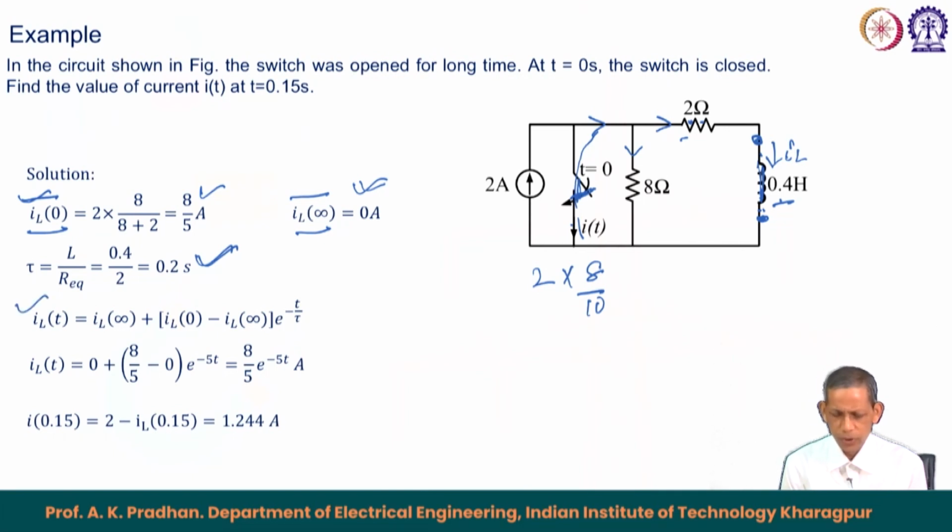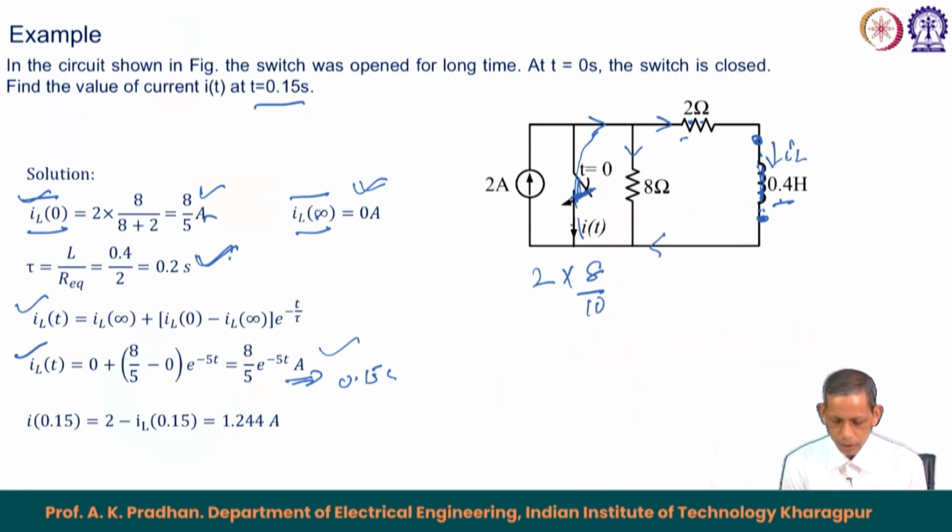Now, you can write the expression for I L t equals I infinity plus I naught minus I infinity, e to the minus t by tau. We substitute the three values and we get I L t equals 0 plus 8 by 5 minus 0, e to the power minus 5 t. That becomes 8 by 5 e to the power minus 5 t. In this, if you substitute the time of 0.15 second, we can get the current I L t at 0.15 second.